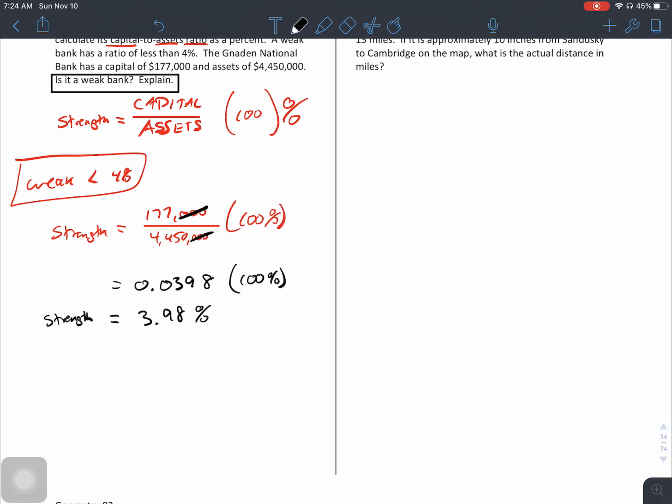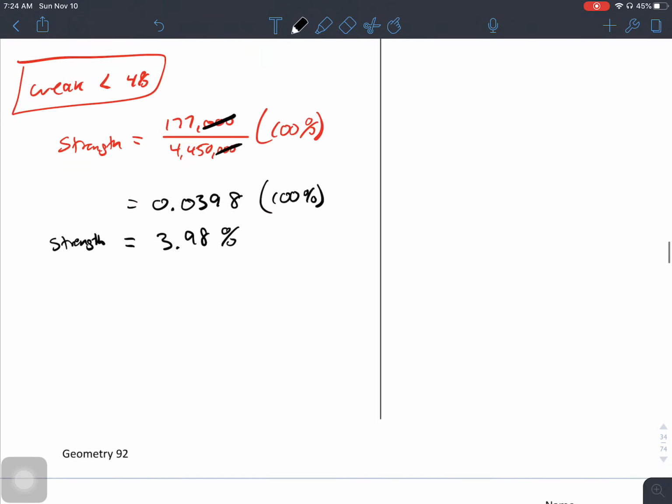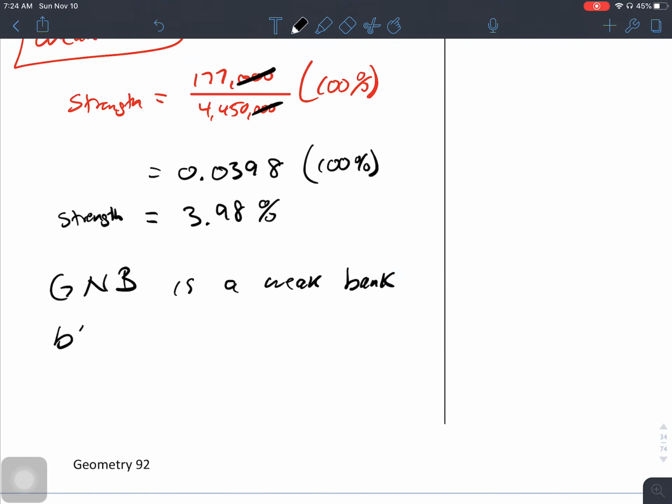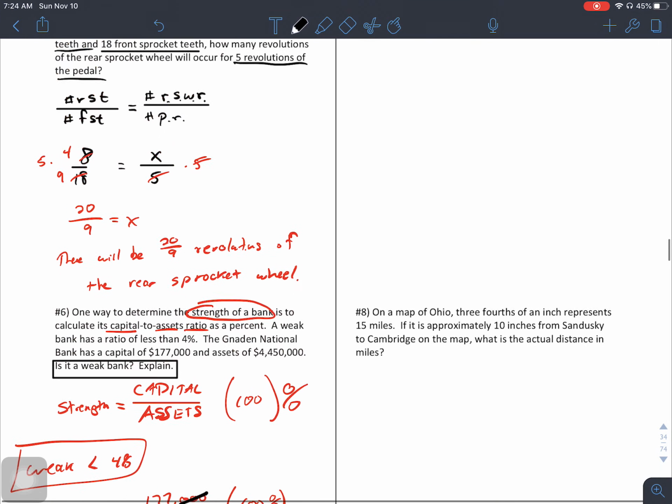And to explain, we would say Jnatan National Bank is a weak bank because its strength is less than 4%. It's 3.98%. Got it?